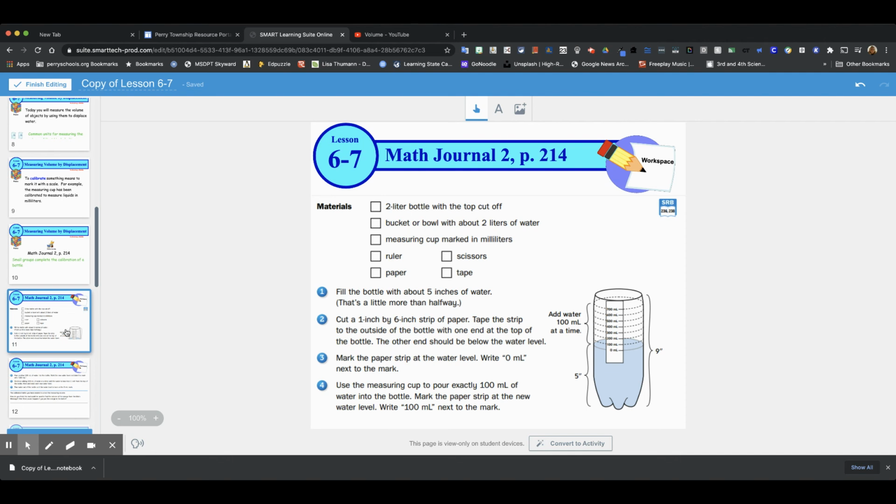Number 4, you would use the measuring cup to pour exactly 100 milliliters of water into the bottle. You mark the paper strip at the new water level, write 100 milliliters next to that mark. Right here, you see an image that connects to that.